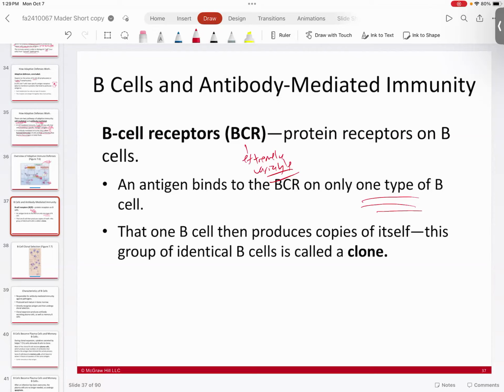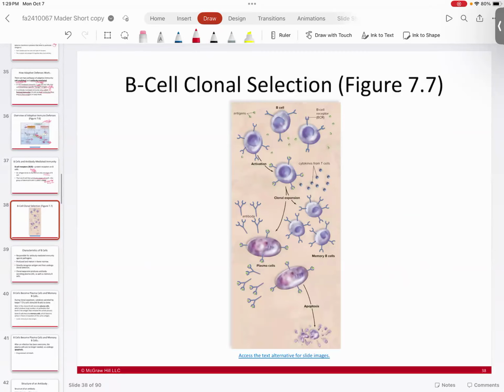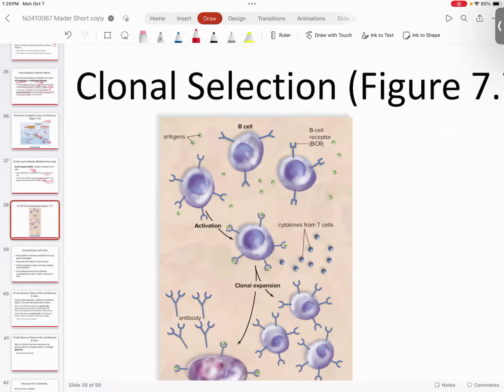And so once you find it, it's going to produce copies of itself, and it'll create multiple B cells of the same type. This is called cloning, right? So multiple clones, lots of the same type. This is kind of what it looks like. So here's all your B cells. Notice you've got all kinds of different B cells for different types of antigens. But the antigen that you're dealing with is not going to match to all of them, right?